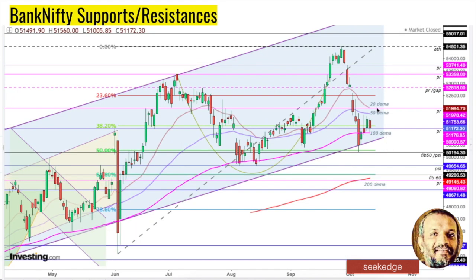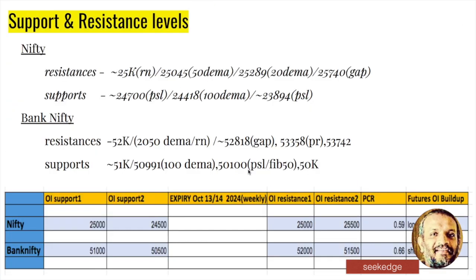Banknifty also similarly. First major resistance will be at 52,000, right? And then 52,800 where the gap is there. Similarly on the downside, support will be at 51,000 where the major 100 exponential moving average support is there. Then we come to the Fibonacci 50 and previous swing lows. First previous swing low, second previous swing low right here. So based on this is what is derived for the Nifty Bank.